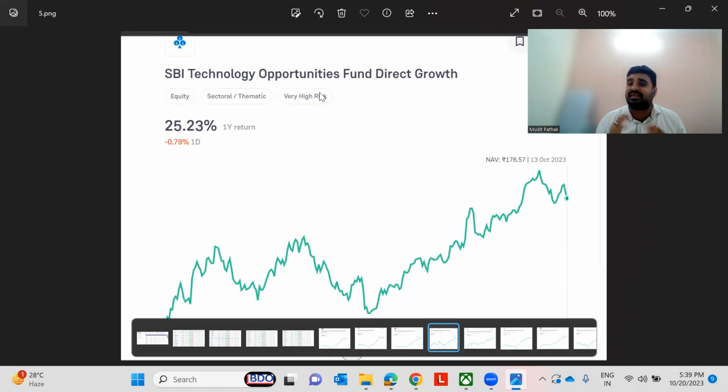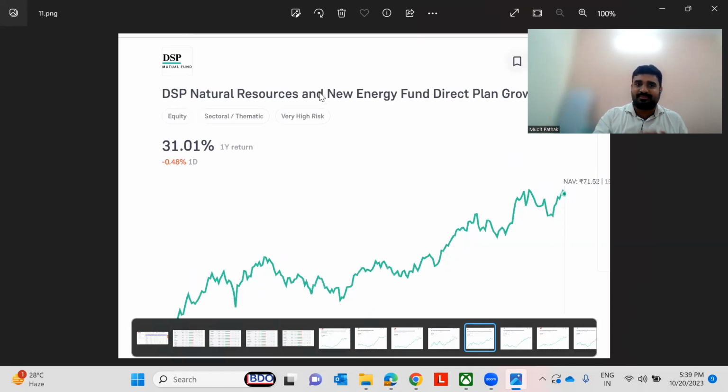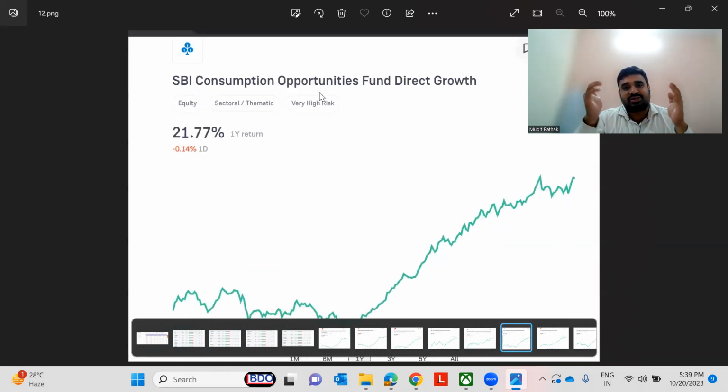Now I will show you examples of thematic investment, where a certain theme decides the mutual fund. The first example we see is the DSP Natural Resources and New Energy Fund. So this is an example where our theme of investment is that we think that in the coming time natural resources and new renewable energy will be on growth, and we can try and select a similar kind of fund for that. So this DSP natural resource fund has given a tremendous return of 31% in the last 1 year.